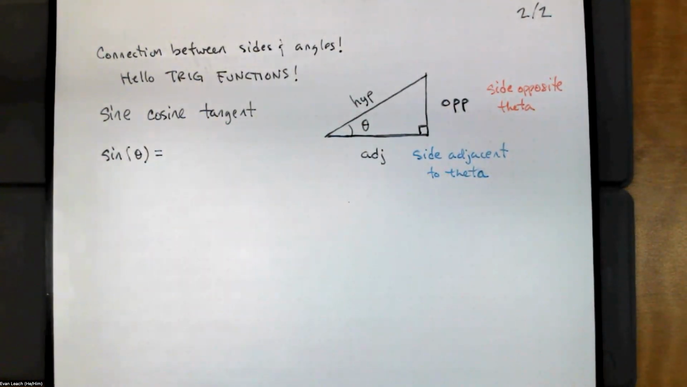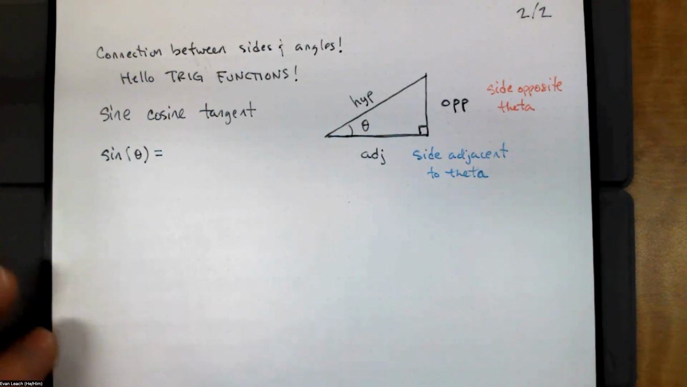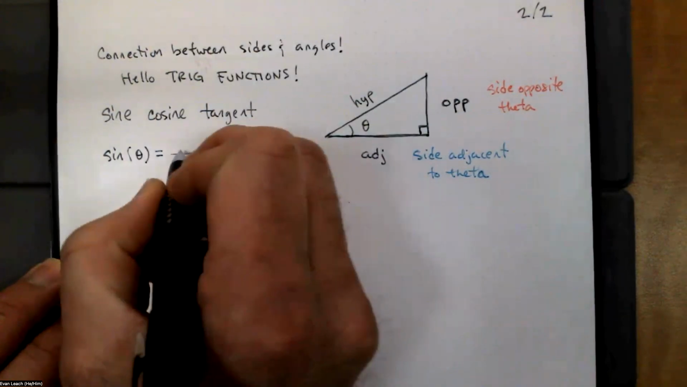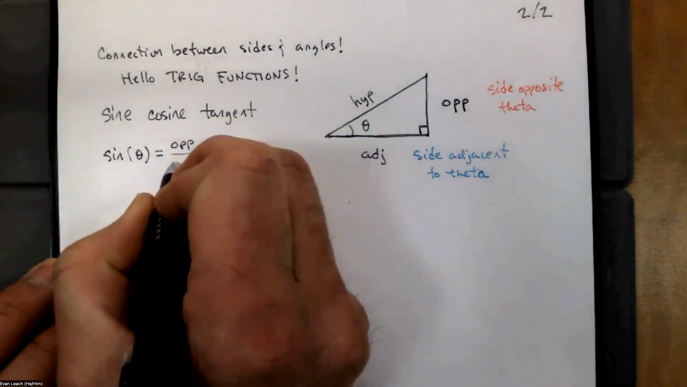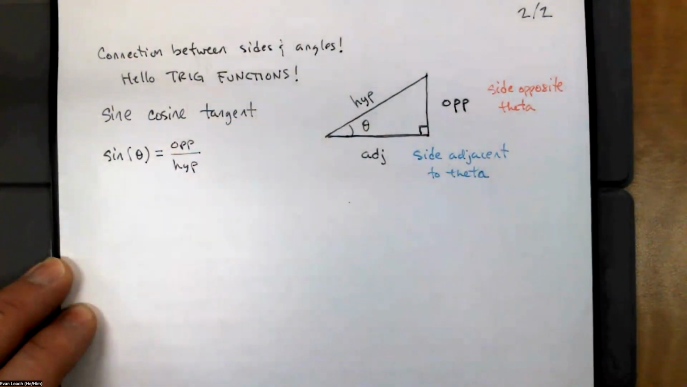Sine, cosine, and tangent are all ratios of the sides of the triangle. Anyone know what ratio sine is? Opposite over hypotenuse. You keep raising your hand, so that's okay. I never specified any kind of rules for responding. I just throw out questions. Sine is opposite over hypotenuse.